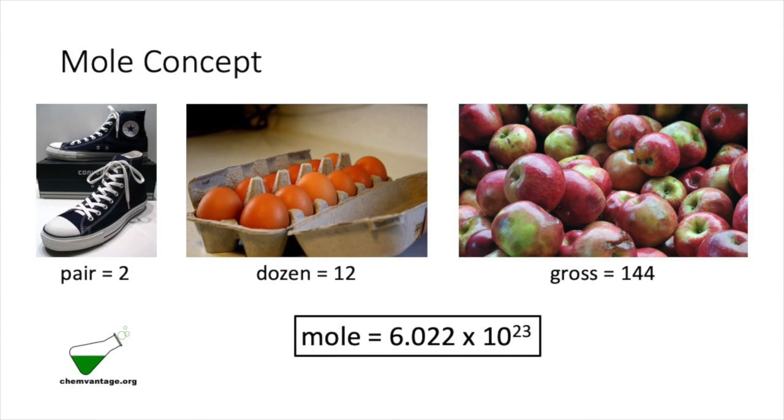At the simplest level, a mole is just a particular number of atoms or molecules. Just as a pair is 2 of any similar objects, a dozen is 12 of them, and a gross is a dozen dozen or 144, a mole of objects is 6.022 times 10 to the 23rd of them. It's a huge number because atoms and molecules are just so tiny. This number is called Avogadro's number.